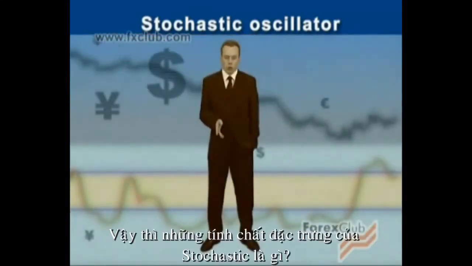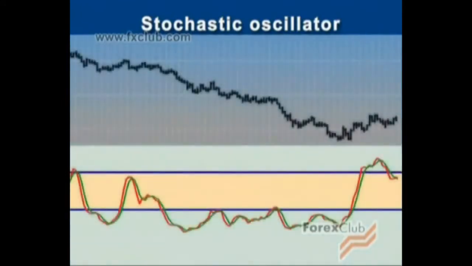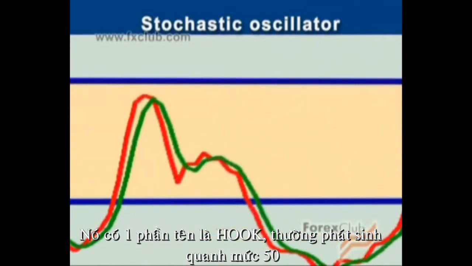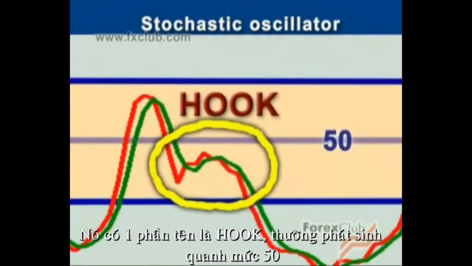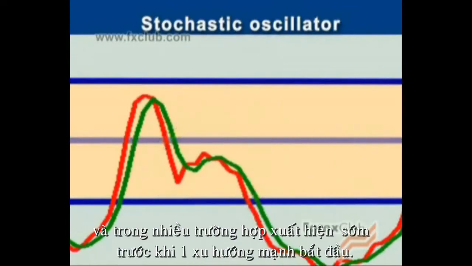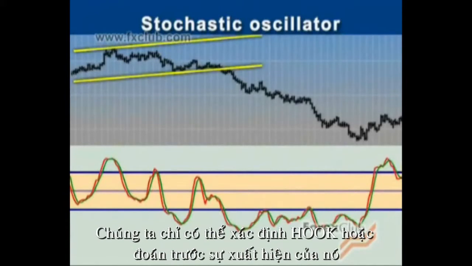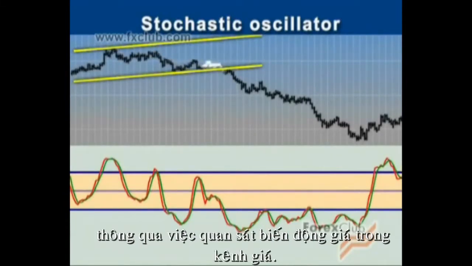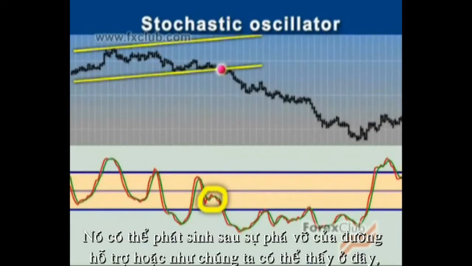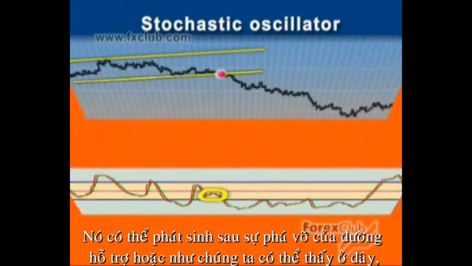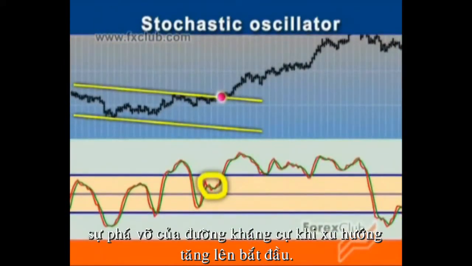So what typical characteristics does stochastic have? This pattern has its own name, the hook. Usually it occurs around level 50, and often it happens at the very beginning of a strong trend. We can only identify a hook or anticipate its appearance by watching price activity within the price channel. It may occur after a breakout on the support line, or, as we can see here, a breakout on resistance at the beginning of the uptrend.